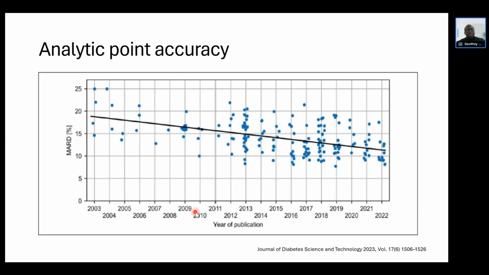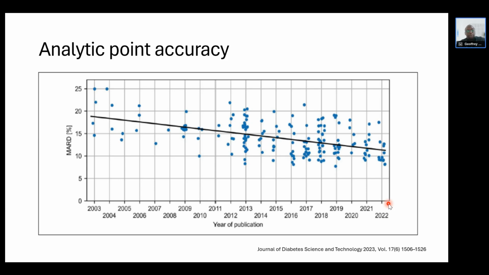Now, over the past 20 years, a considerable improvement in CGMs has been the analytical point accuracy. Over the years, CGMs have improved significantly in terms of accuracy. And this is shown by this graph that shows that the mean absolute relative difference compared to a reference blood glucose measurement has significantly reduced over the years, which basically points to improvements in both imprecision and bias.